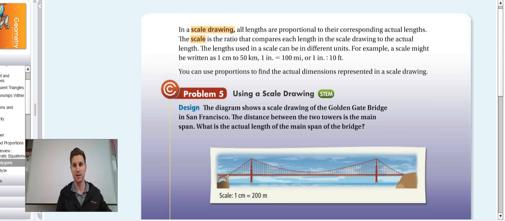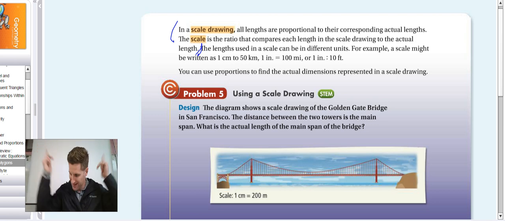A scale drawing. A scale drawing is a drawing that we can use a scale to help us. So all lengths are proportional, so they're given corresponding actual lengths, and the scale is the ratio. We're going to actually go over this example. So you want to go ahead and write that down right there. Those two sentences. Okay.